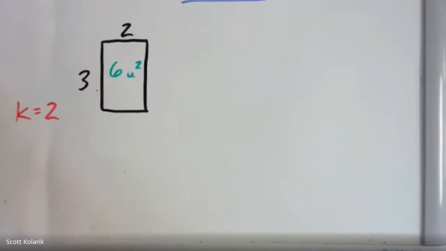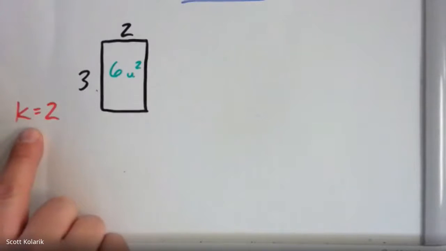I'll use lowercase u for units. Okay, 6 square units. Again, just length times width. That's a calculation we're all familiar with. All right, but now let's apply the scale factor.